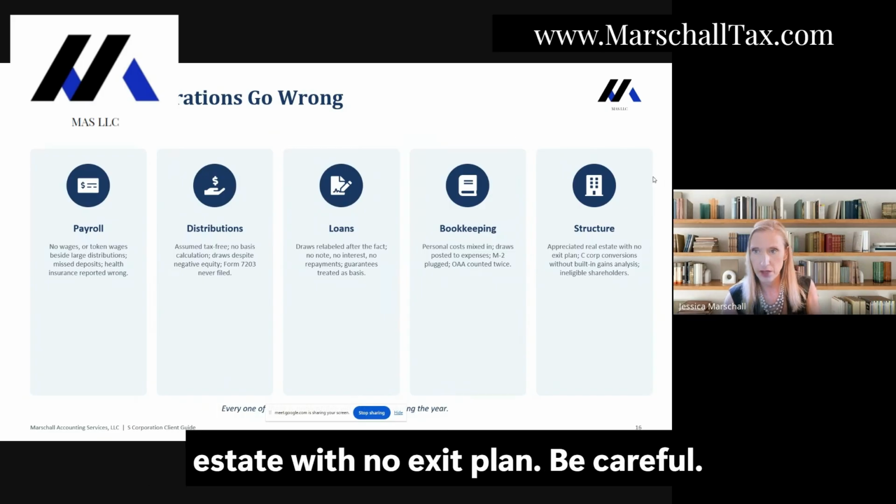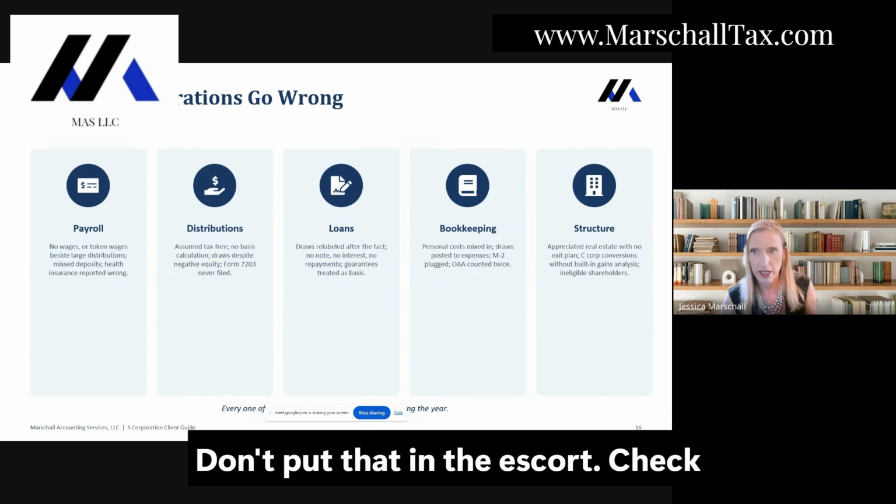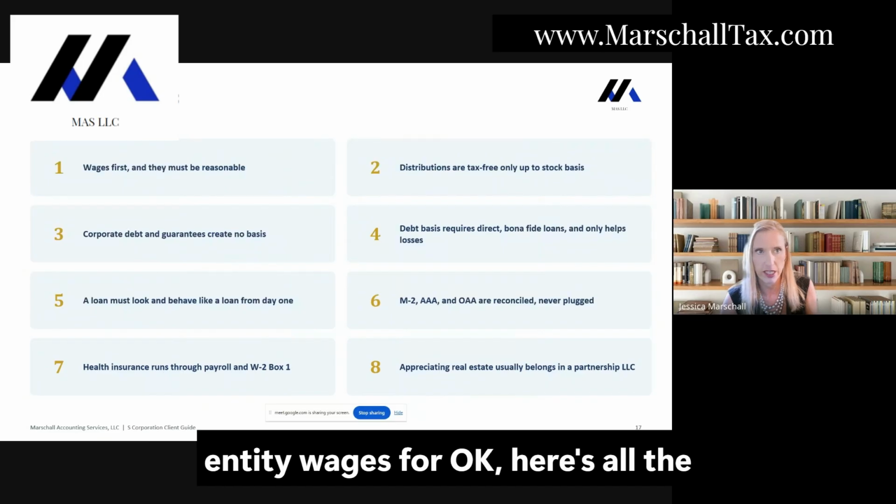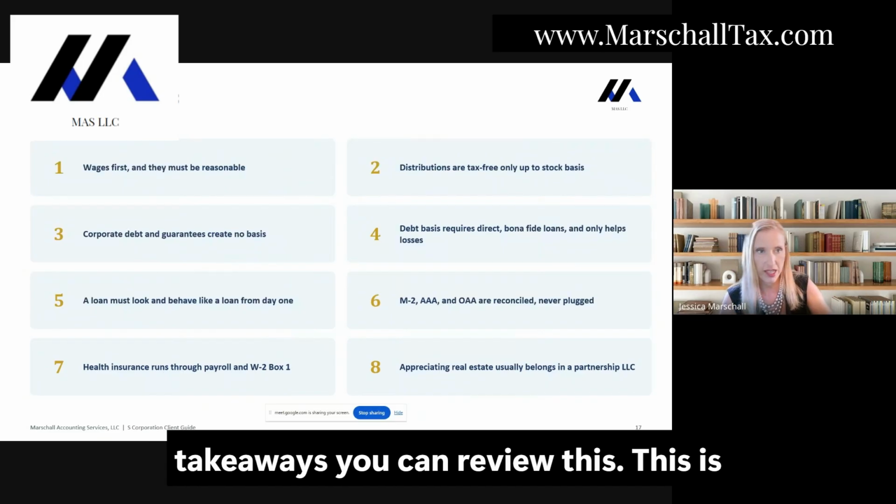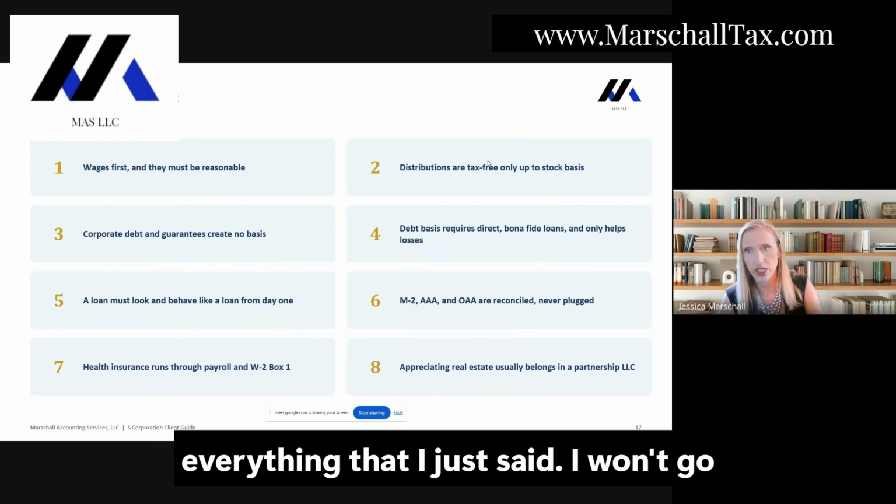Appreciated real estate with no exit plan. Be careful, don't put that in the S Corp. Check with your corporate legal first about a new entity. Here are all the takeaways. You can review this. This is everything that I just said.